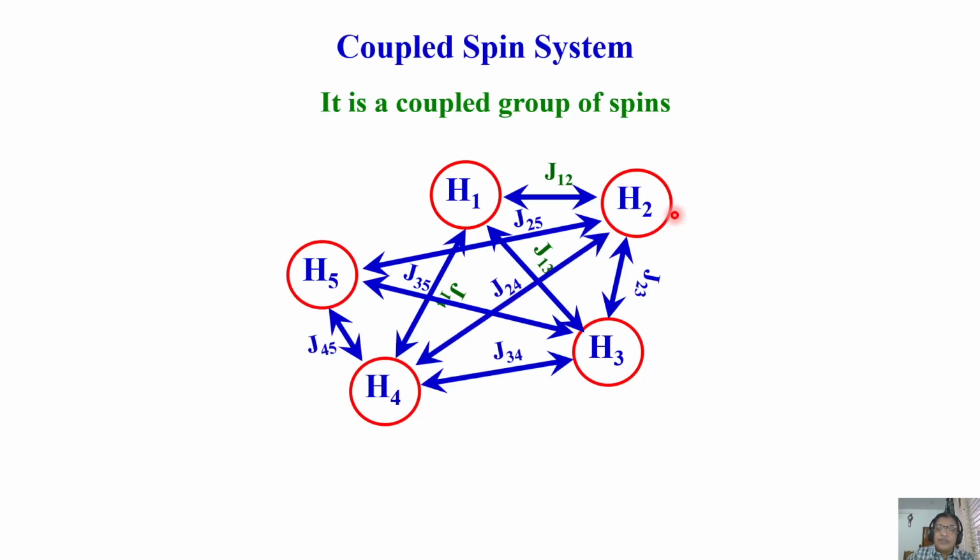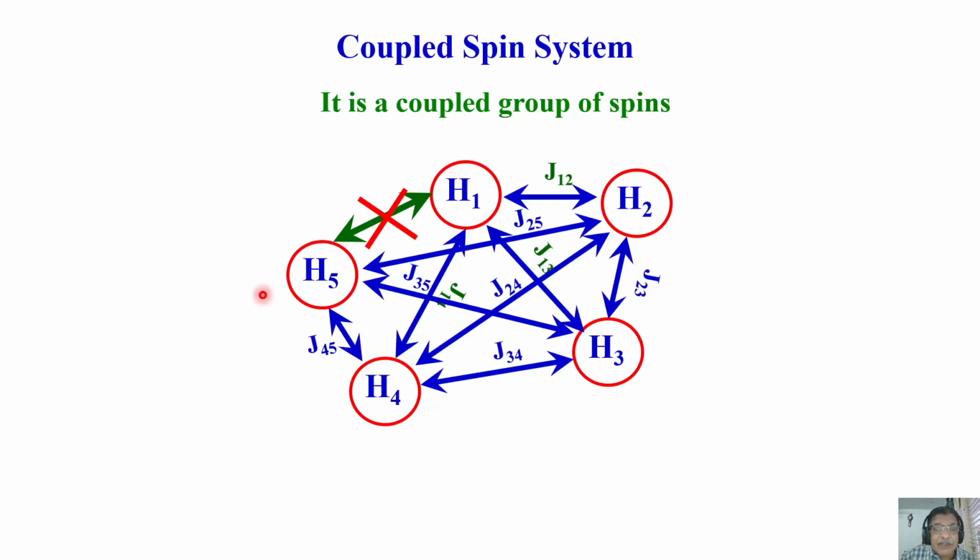What about 1 and 5? There is no coupling; the J coupling is 0. But this is still a part of the coupled spin system. Remember, 5 is coupled to many other protons, and 4 is also coupled to other protons. So it is part of a coupled spin system. Whenever there is a group of spins which are coupled among themselves, we call it a coupled spin system. There may be several couplings present. No problem. One of them can be 0 also.